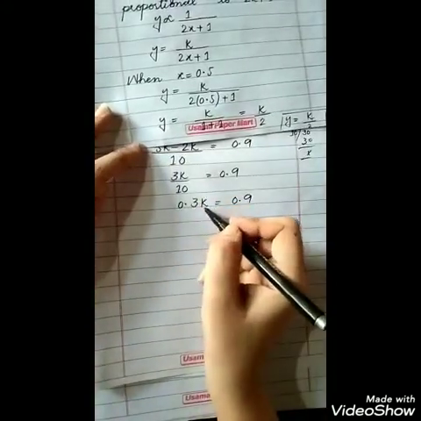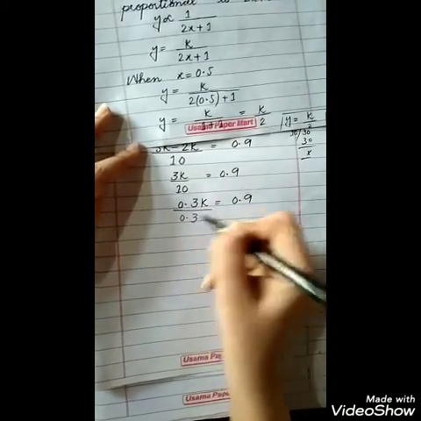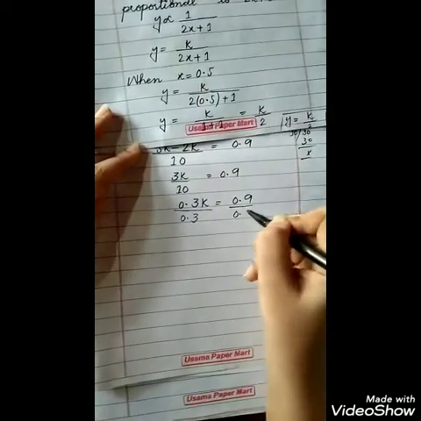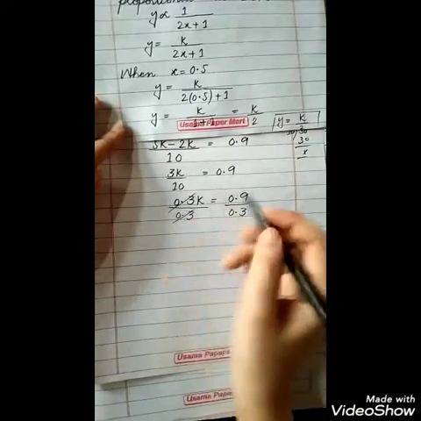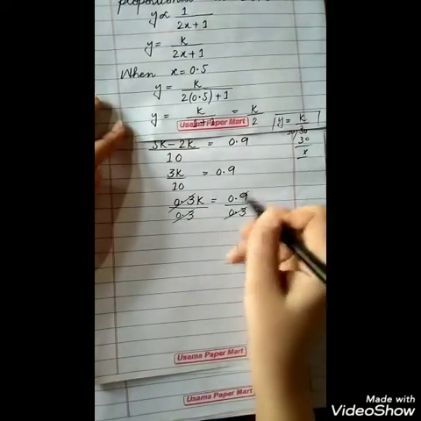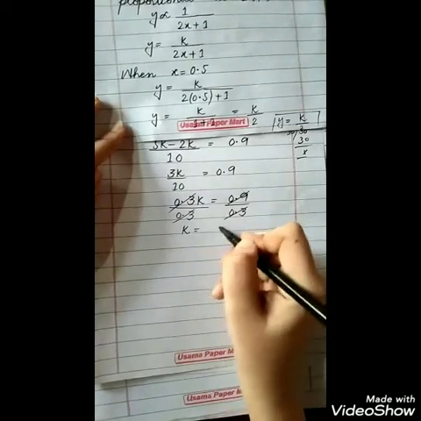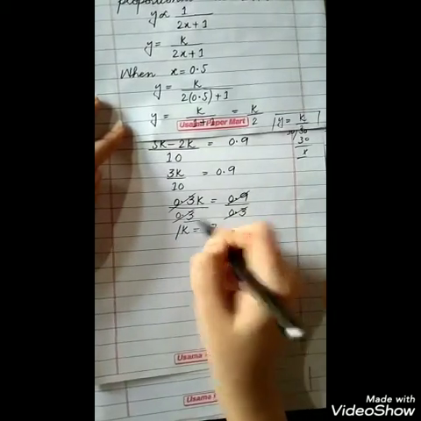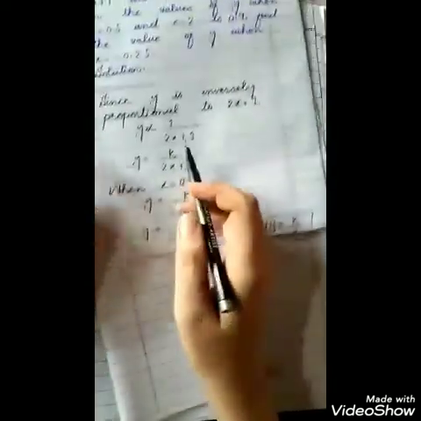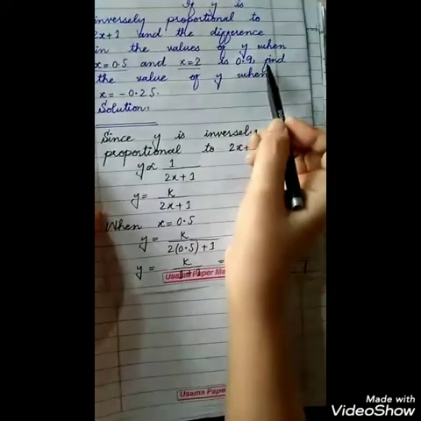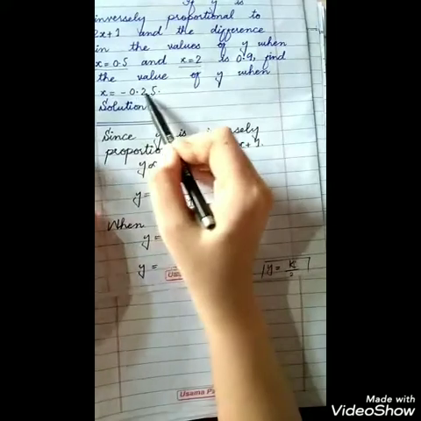Students, we basically want to find the value of k, so we will divide by 0.3 on both sides. Both are cancelled, and 0.9 divided by 0.3 will be equal to 3. So the k value we got is equal to 3. Now we will move towards part 2. There they said to find the value of y when x is equal to minus 0.25.